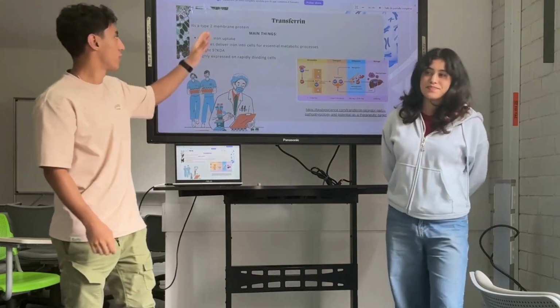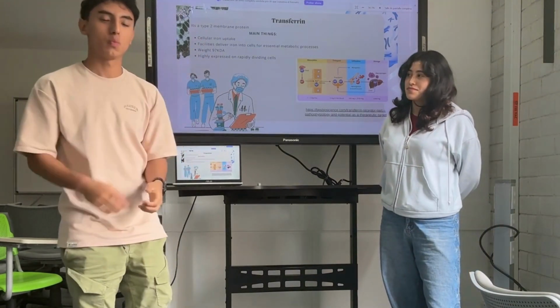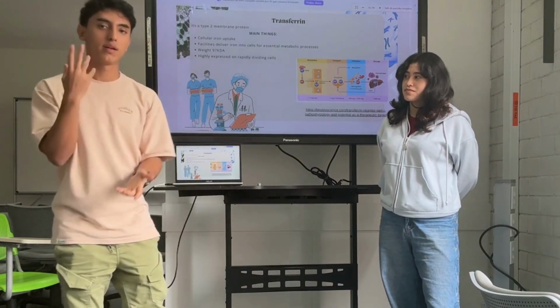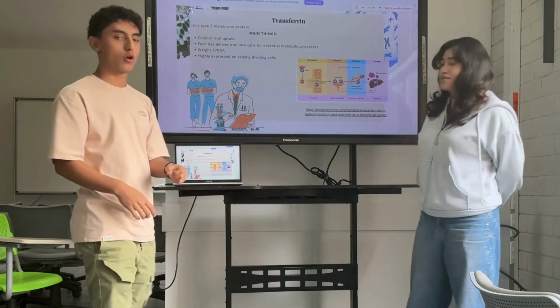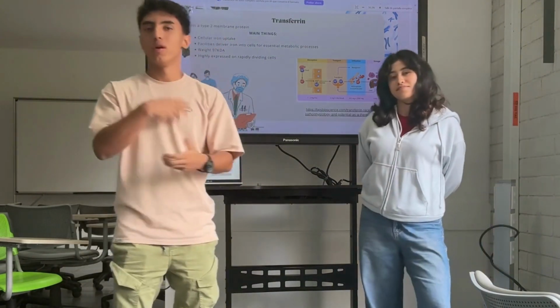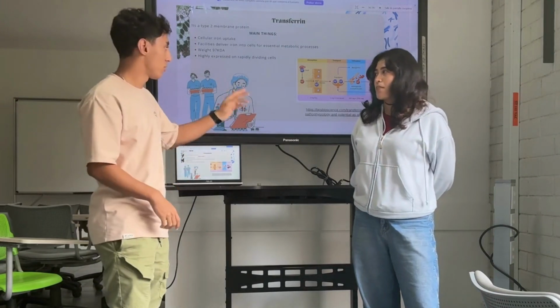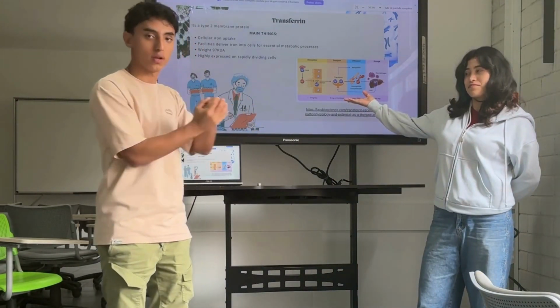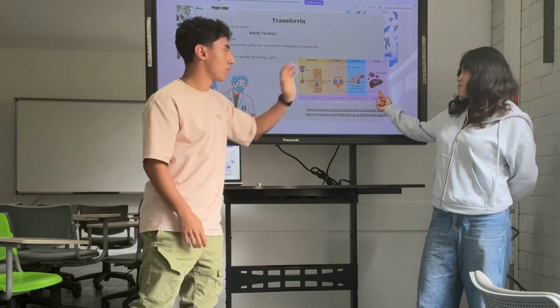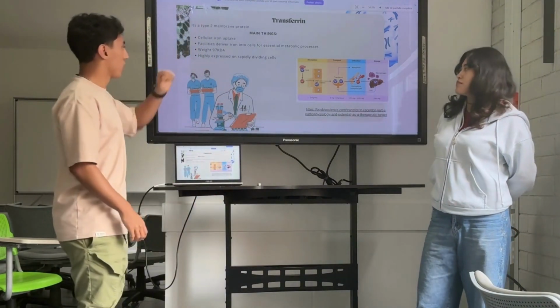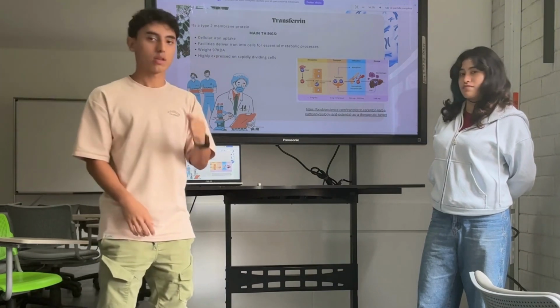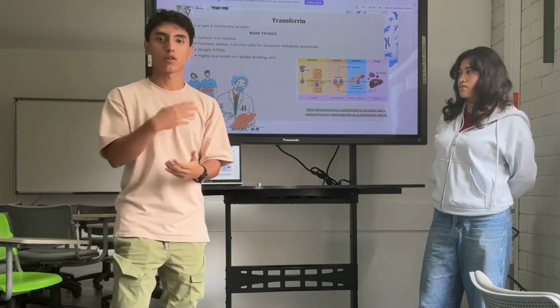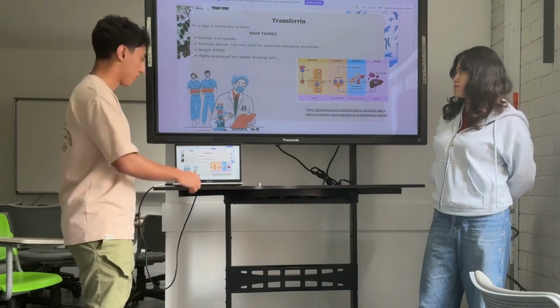So first we have transferrin. Transferrin is basically a type 2 membrane receptor, which is typically known as a homeostatic. This works in iron uptake, and also it helps with certain things in metabolism. For example, we can see here how iron bonds with transferrin and it goes to an organ, for example, the liver. It has a weight of 97 kDa and is highly expressed on dividing cells, for example, the erythrocyte.